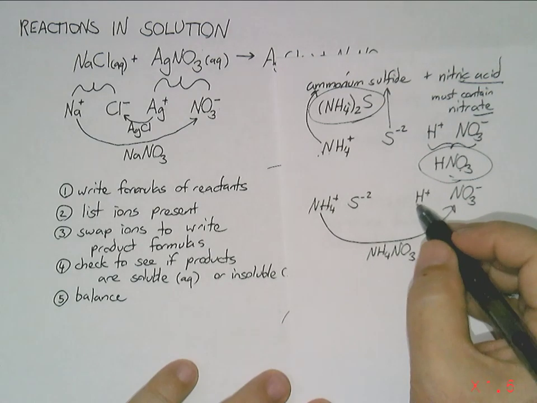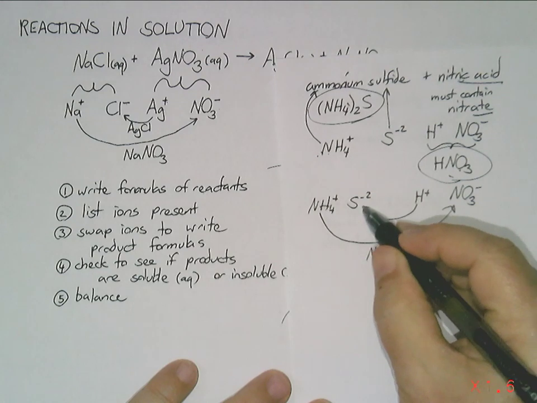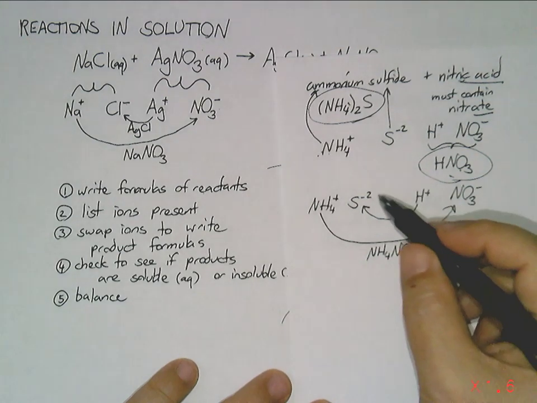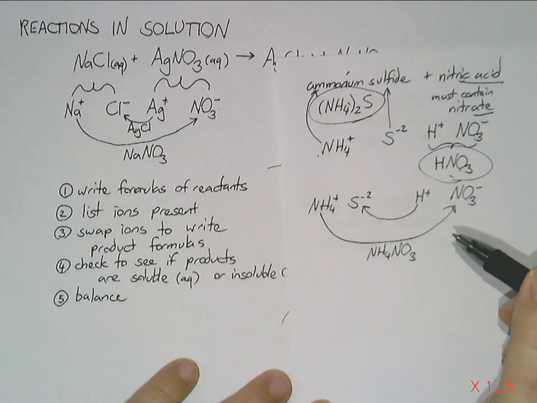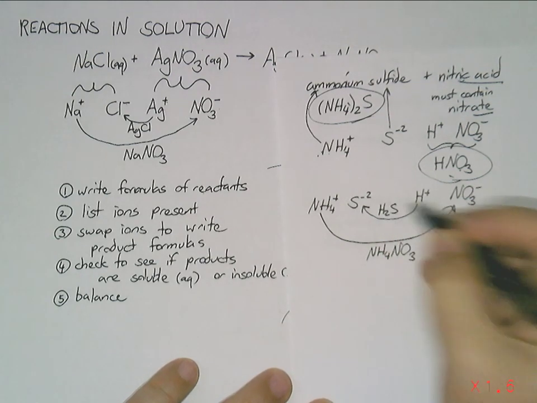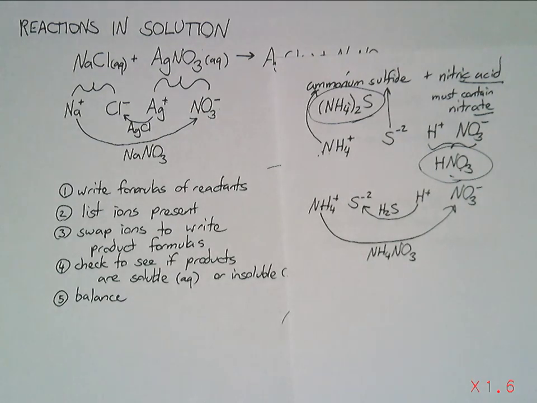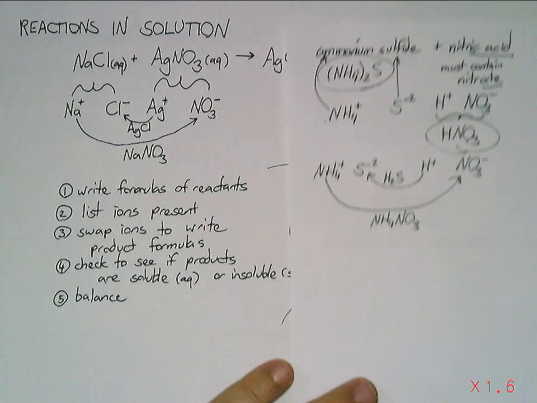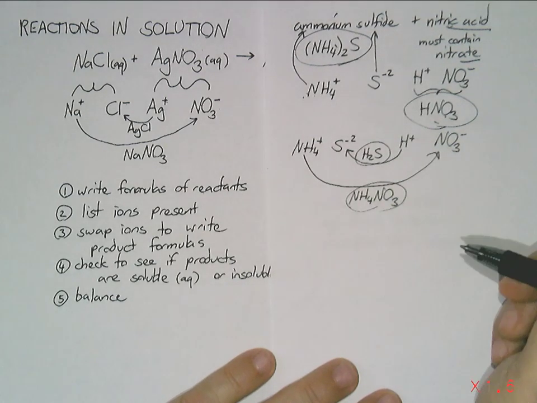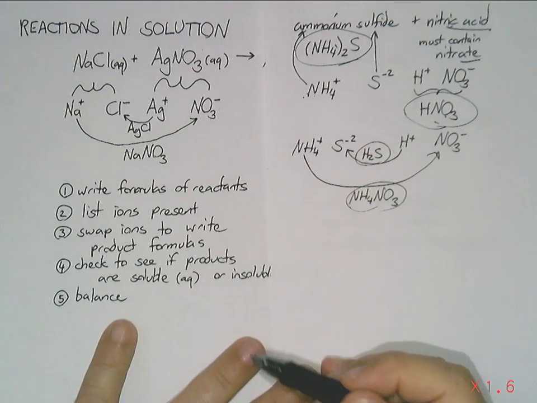Now what about the formula here? The positive ion here is going to go after the negative ion there. What's my other product going to be? Is it going to be HS? No, because this is a -2, so I need 2 of these. So it's going to have to be H2S. All right. So here are my 2 products. Now I can write the equation down.